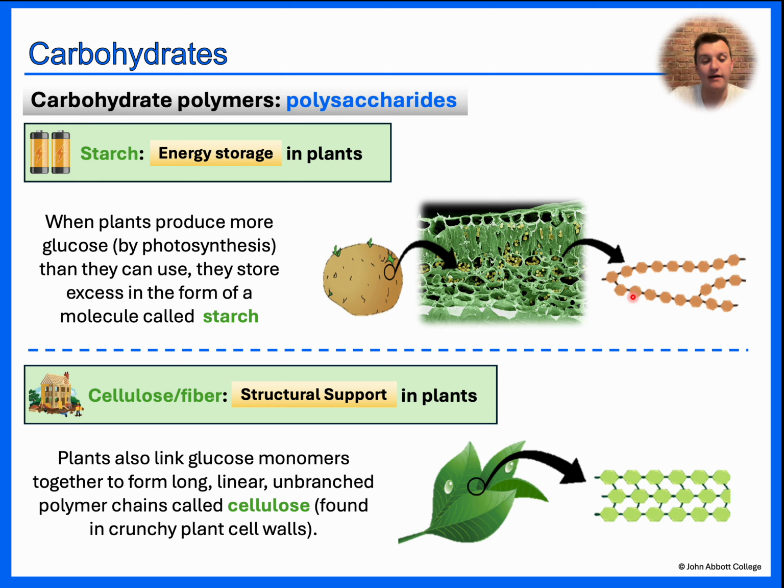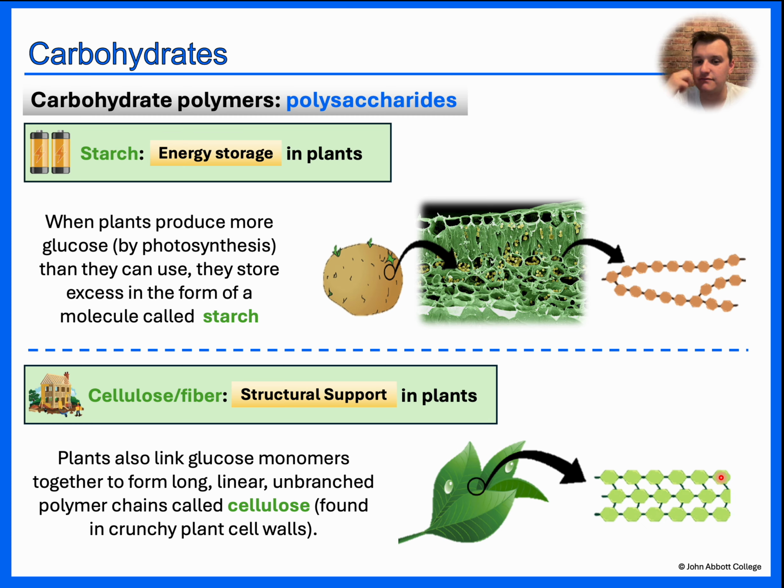Plants also have cellulose, also known as fiber. And this is a structural support that they use in plants, right? So on the edge of their cells, plants link glucose monomers together to form long, linear, unbranched polymer chains. Do you see how here they're branched, right? Here they're long and linear. So this is called cellulose, and it gives the crunch of the plant cell wall.